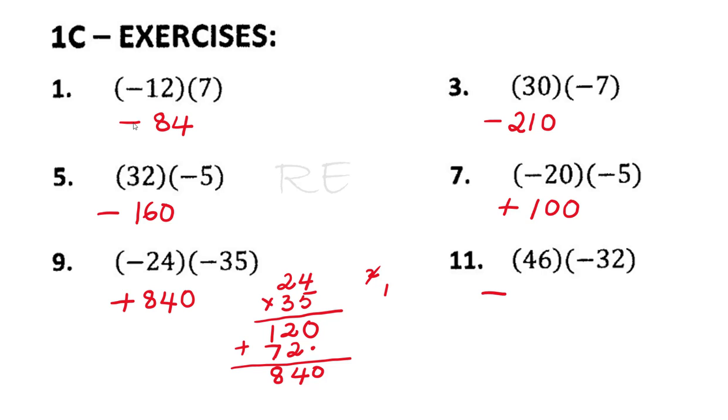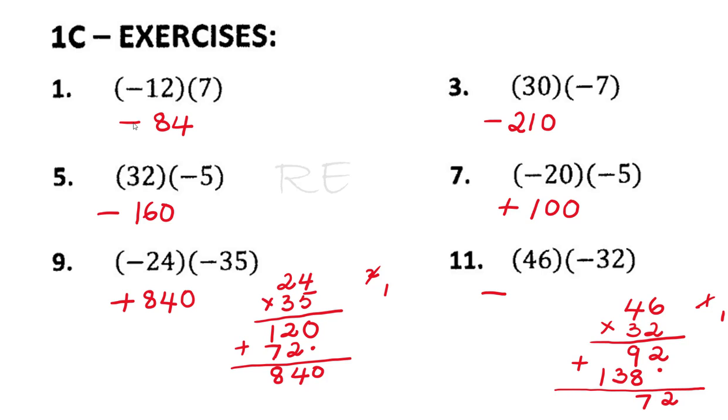A negative times a positive is a negative. 46 times 32. When we perform the multiplication, 3 times 4, 12 plus 1, 13. Final results will be 1,472. Negative 1,472.